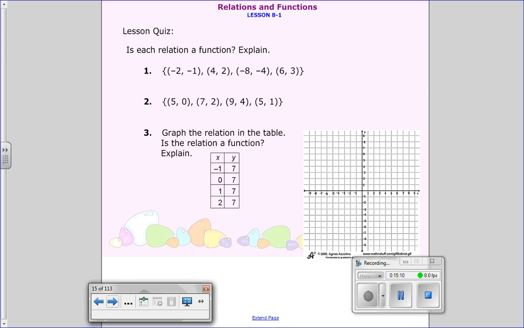Tonight we explained what relations were, and then we determined if relations were functions using either mapping or the vertical line test. You have a great night, and I will see you all tomorrow.